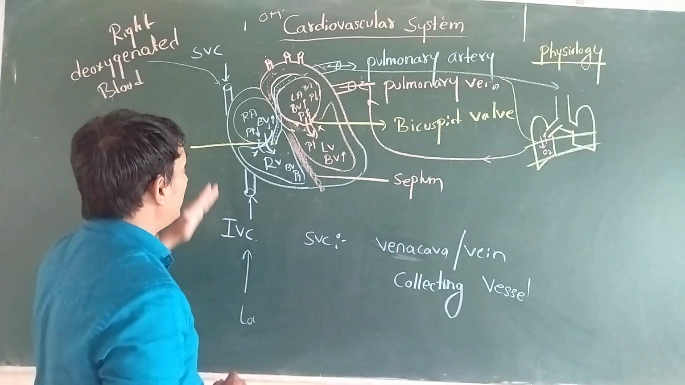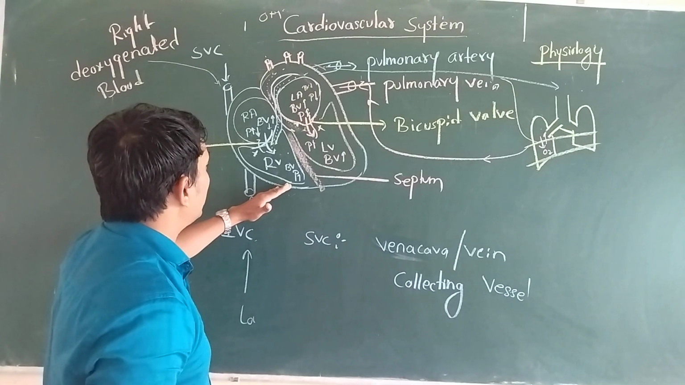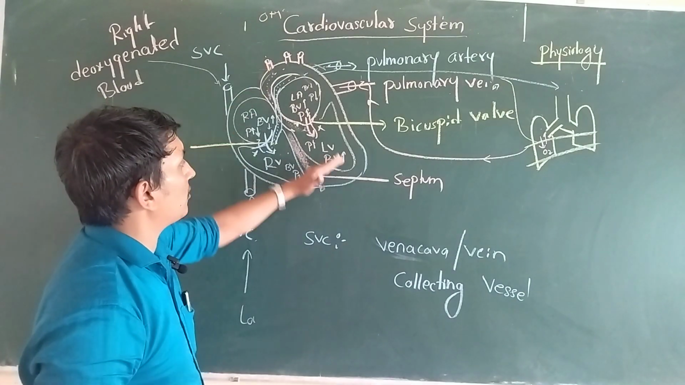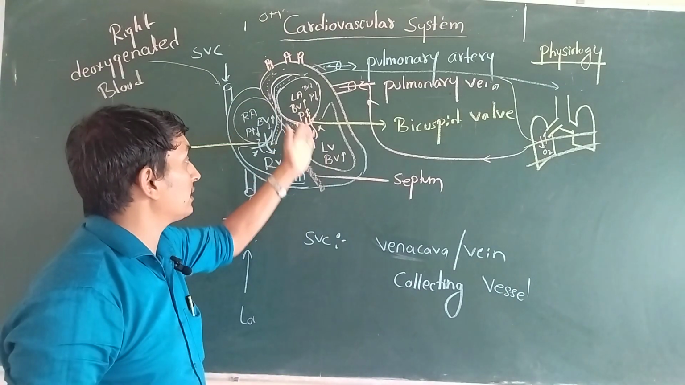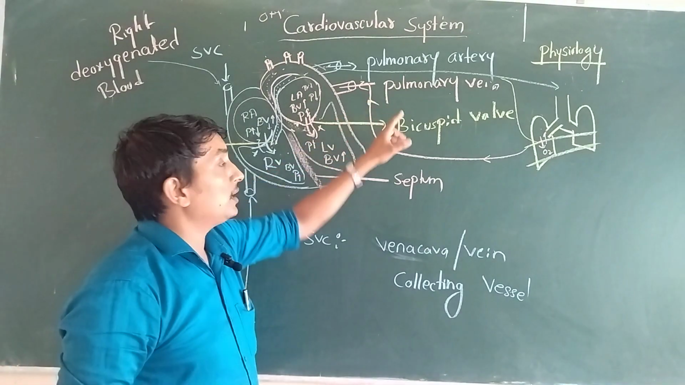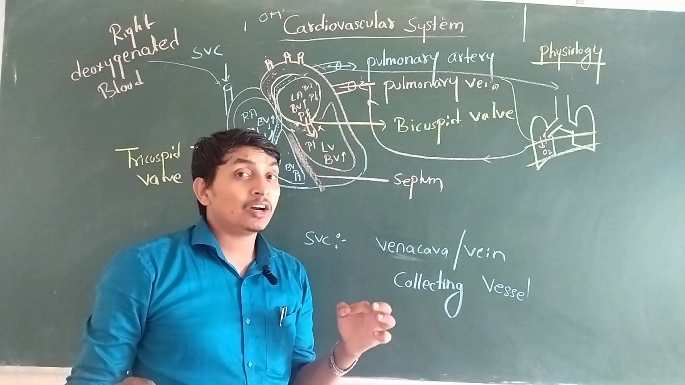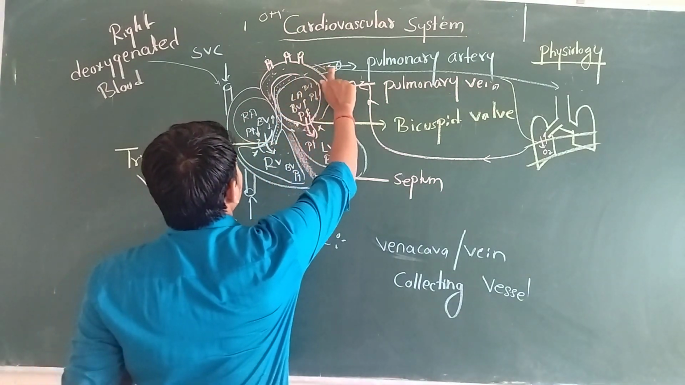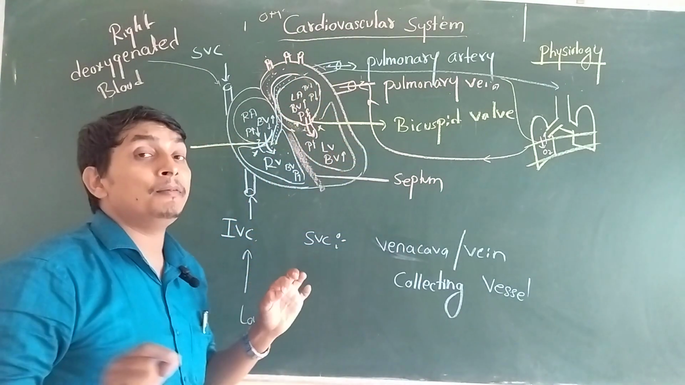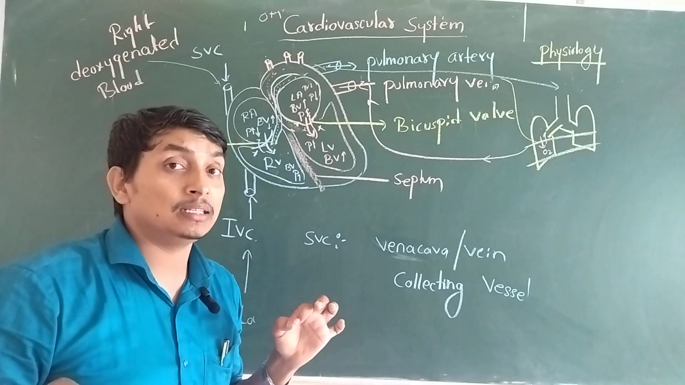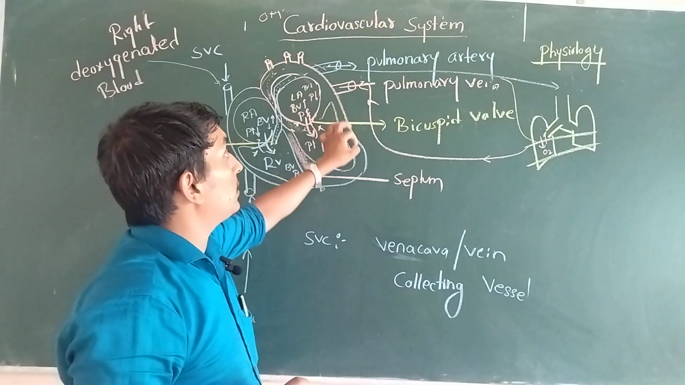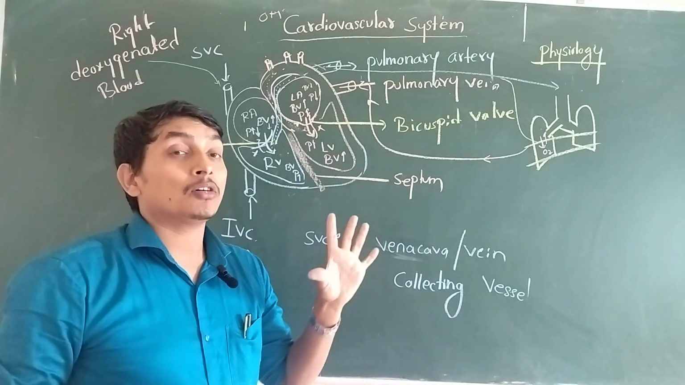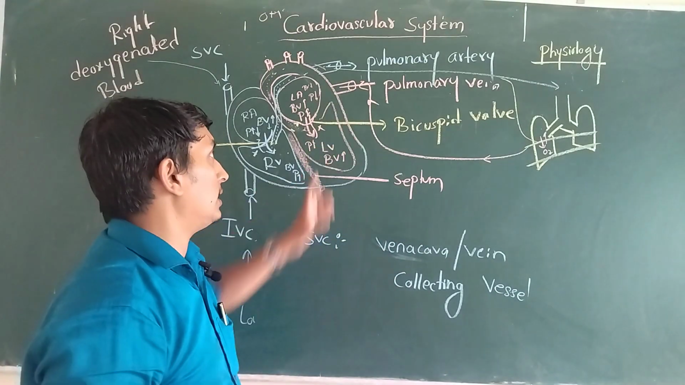So always remember, the right part of our heart carries the deoxygenated blood, and the left part of our heart carries the oxygenated blood. So it is indicated as a red color. So pulmonary vein. Every artery carries oxygenated blood except the pulmonary artery. Now you can see here the pulmonary artery is carrying deoxygenated blood. Every vein collects deoxygenated blood, but the pulmonary vein carries oxygenated blood from the lungs to the heart.